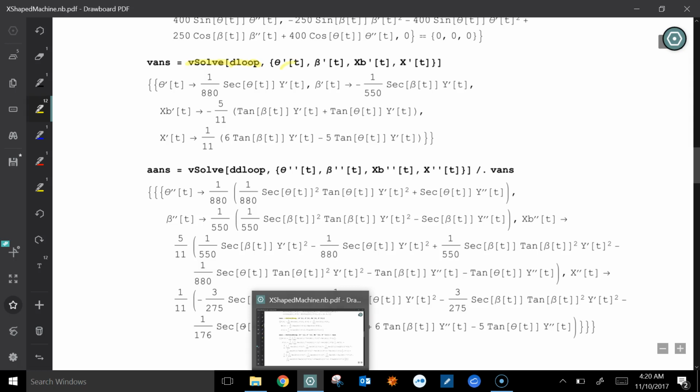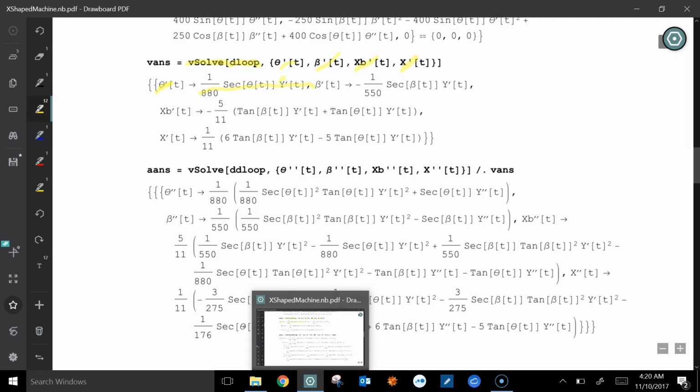I want theta tick, beta tick, xb tick, and x tick. So I want you to solve for those. It comes out fairly simple. These are linear equations, so actually solving the derivatives and the accelerations is fairly simple. So it's telling me theta dot is this expression right here. Okay, theta dot, etc. So I have the values.